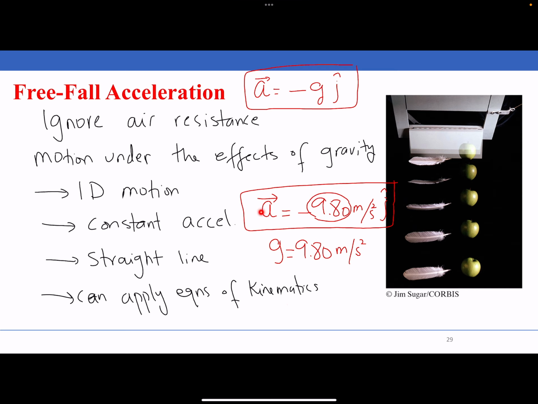When objects are under free fall motion, the acceleration is always downwards, so a negative sign, and the value is 9.8 meters per second squared. That value sometimes can be written as g. So we can say g is 9.8 meters per second squared.